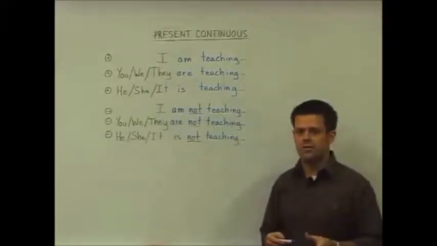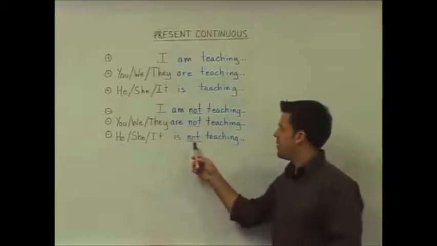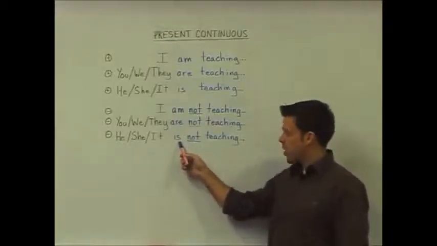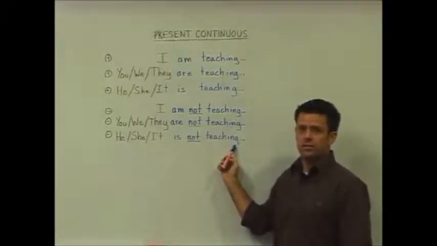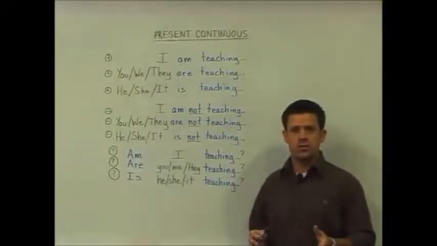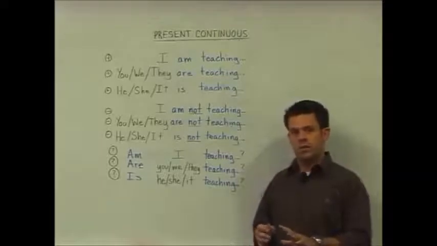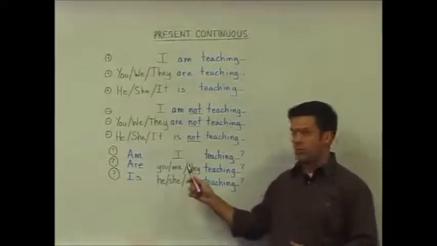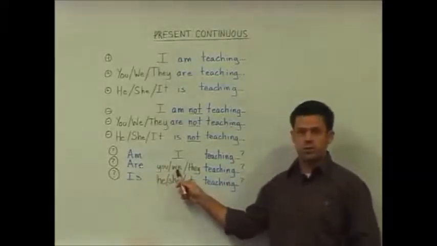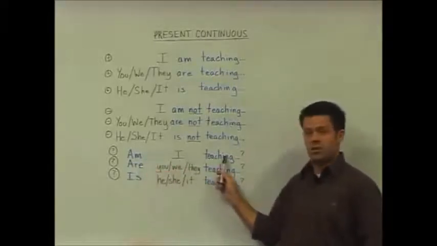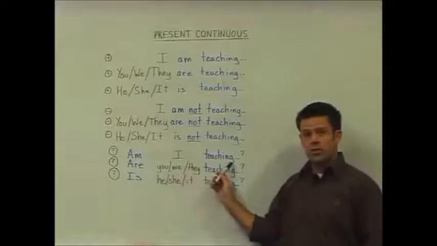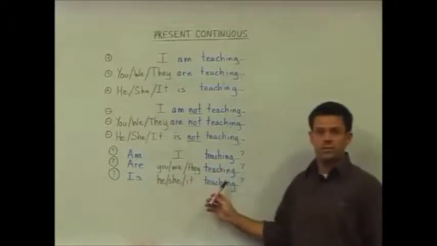In order to form negative sentences, we simply add the word not between our helping verb and our main verb plus ing. To form the questions for the present continuous tense, again, what we've done is inverted our helping verbs and our subjects, resulting in questions like, am I teaching? Are you teaching? And is he teaching?